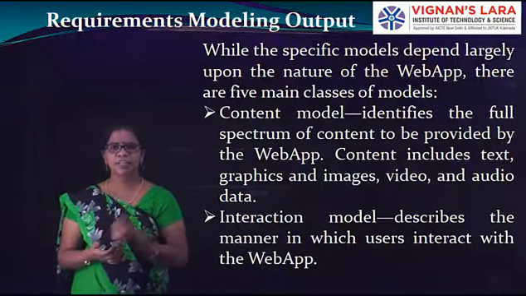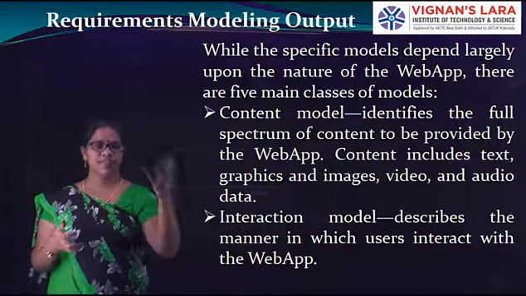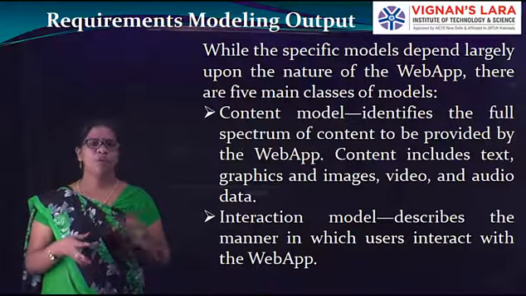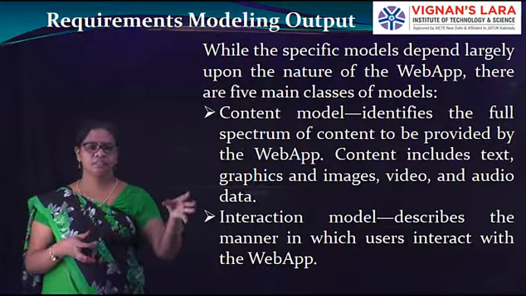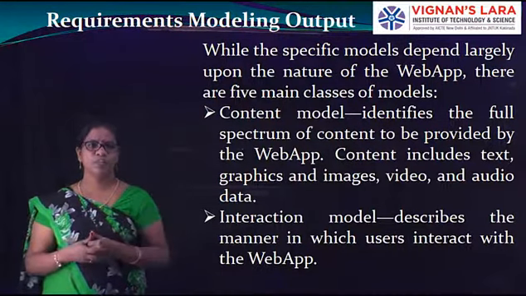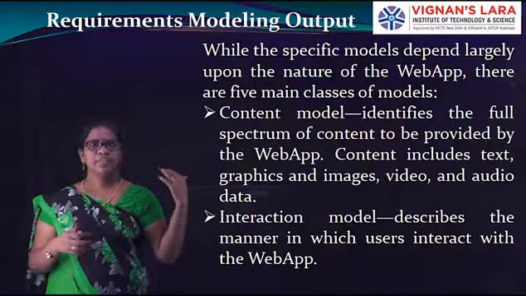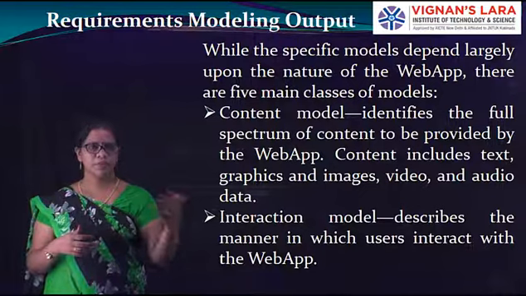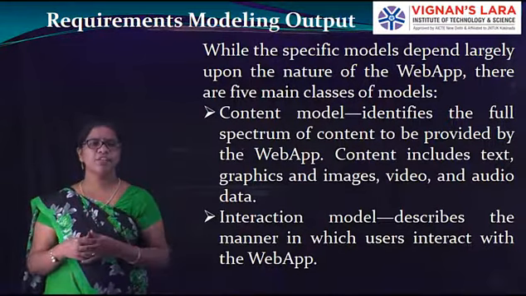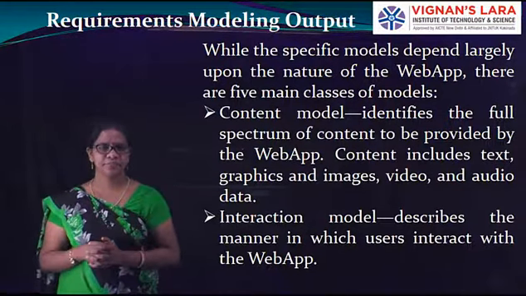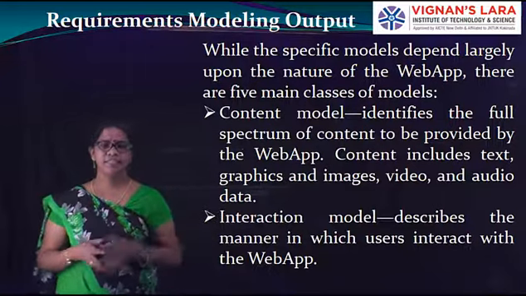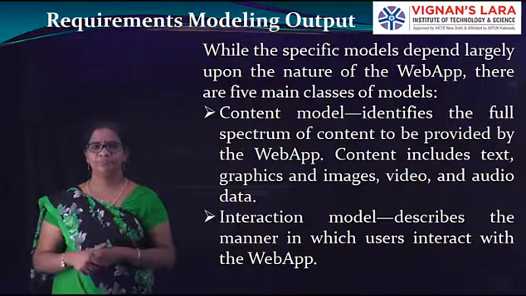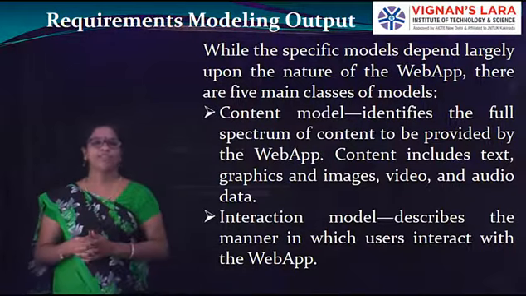For example, in Amazon also you will see this content. For some product, it will give you some content. Whatever content is given by the different users, we can say some consumers or some business people, whatever they place as content, it plays an important role in the website. Okay, content includes text, graphics or images, and video and audio data. And next, the interaction model.